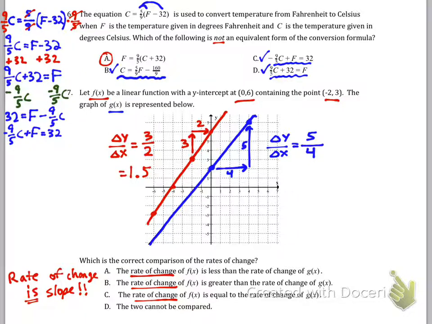Well, which one's bigger? Careful, because if you convert these to decimals, or type that in the calculator, 3 divided by 2, you get 1.5 for the red, f of x, and then for g of x, you get 1.25. By converting it to decimal, it's easy to see that the red is indeed steeper. 1.5 is greater than 1.25, so B is the correct answer there. f of x has a greater rate of change than g of x.